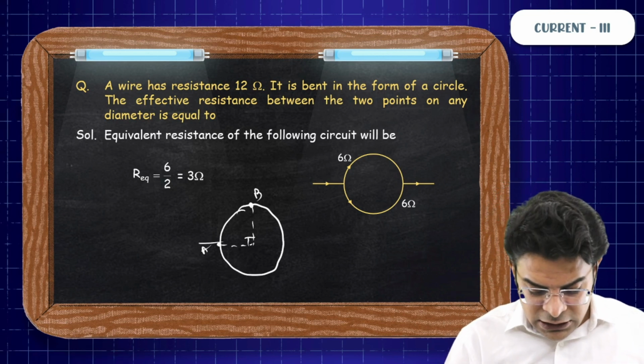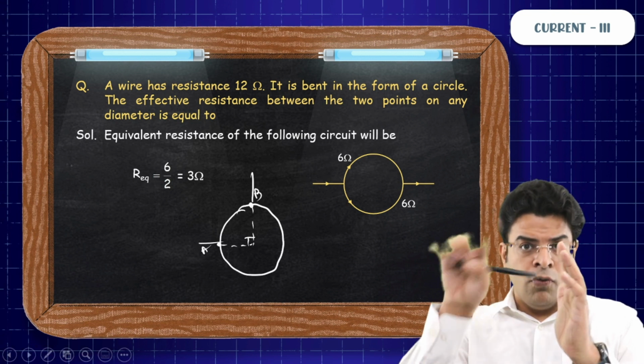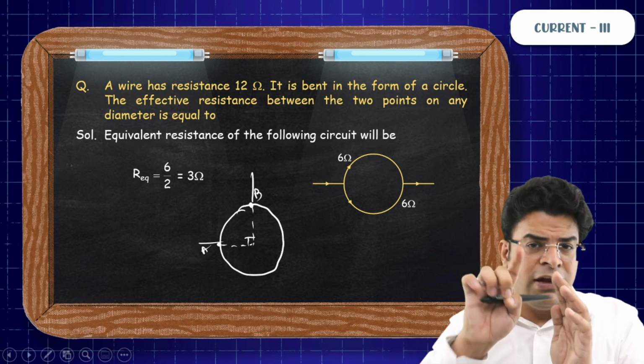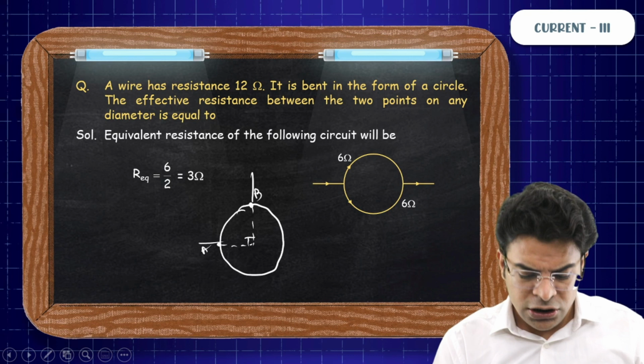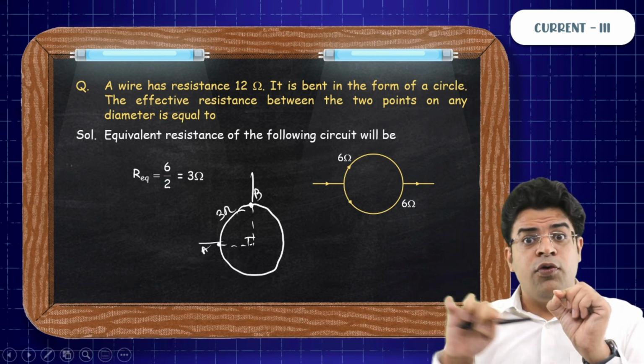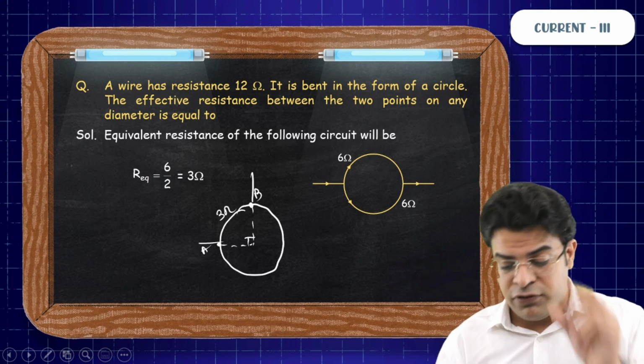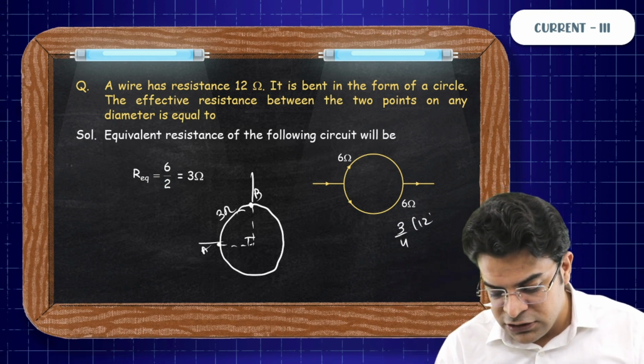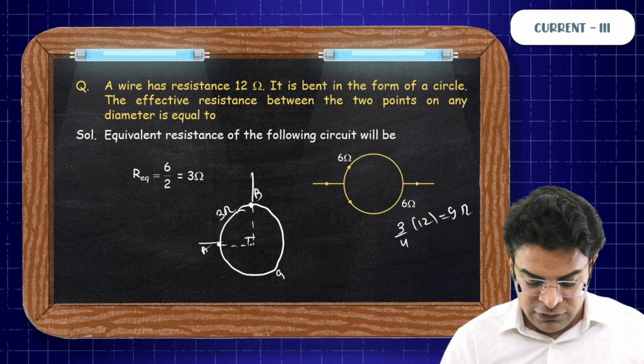So you will say, sir, if the whole wire has 12 ohm, then 1/4 length will have 1/4 the resistance. So this part will have 3 ohm, and the other part, which is 3/4 of the whole length, will have 3/4 of the overall resistance of 12, that will be 9 ohm. So this will have 9 ohm.